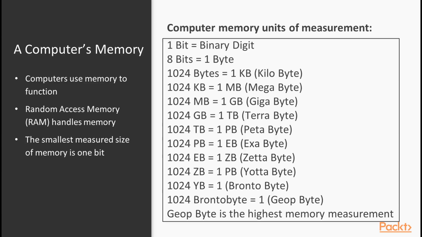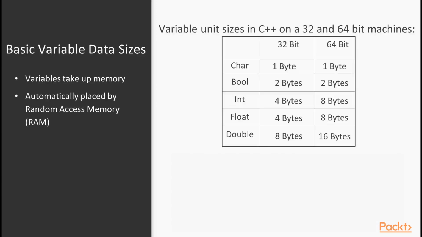The smallest measured size of memory is 1 bit, or a single binary digit, which can be 0 or 1. On the right is a list of the different units of measurement for computer memory, starting at 1 bit and ending with gigabyte as the largest established unit of measurement for memory. Variables use data at different sizes that the RAM will automatically place into empty spaces in memory, depending on how much memory the program is allowed to use.